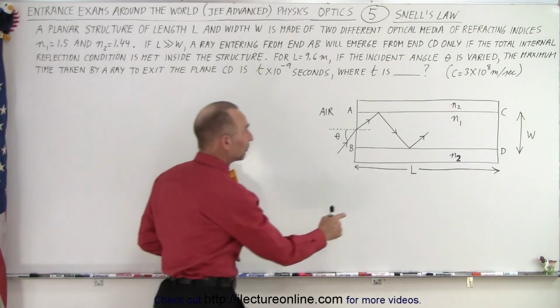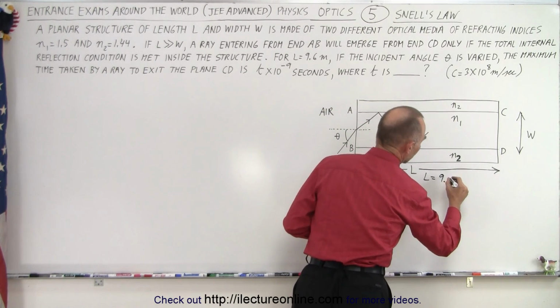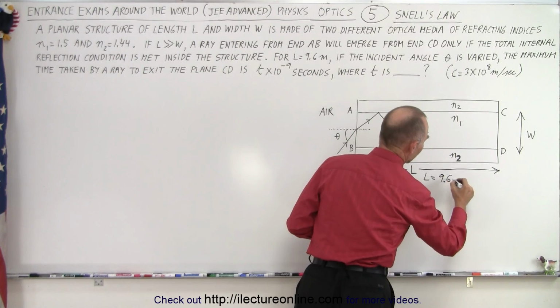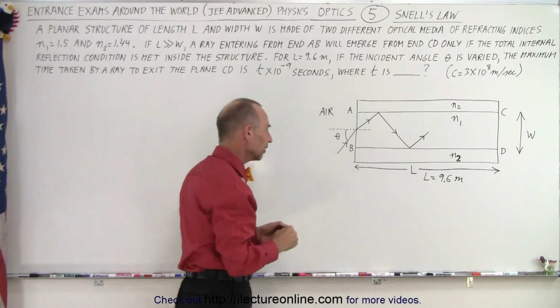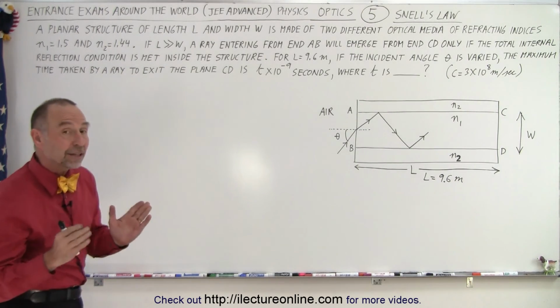Now they do give us the value for L. L equals 9.6 meters. But they don't give us the value for W.